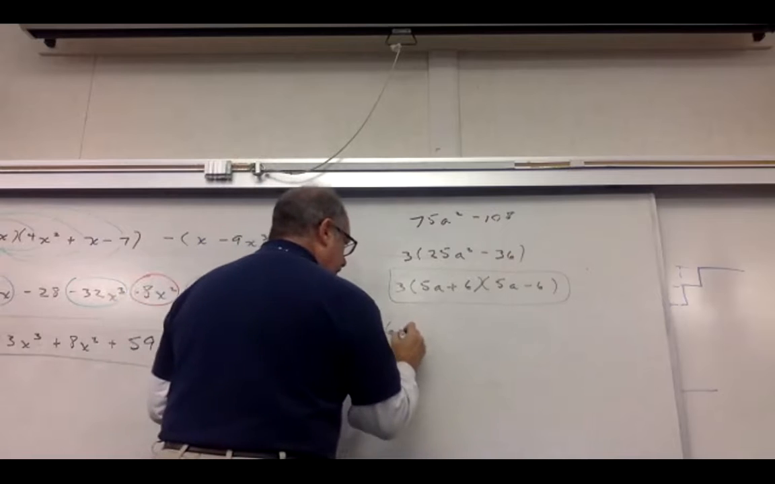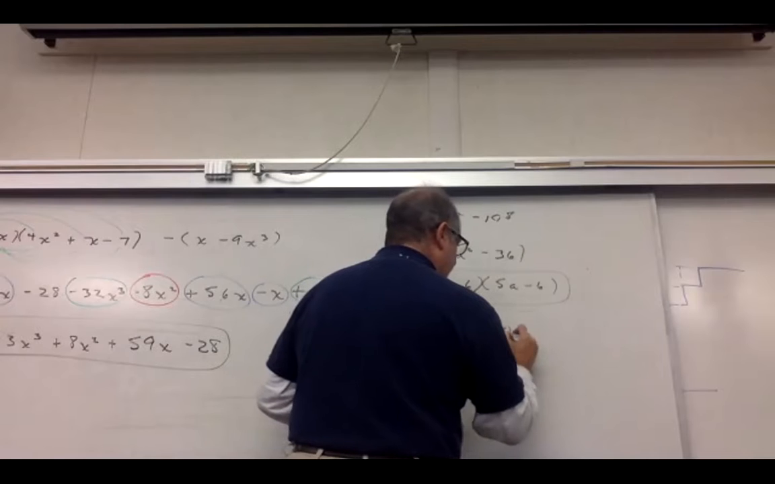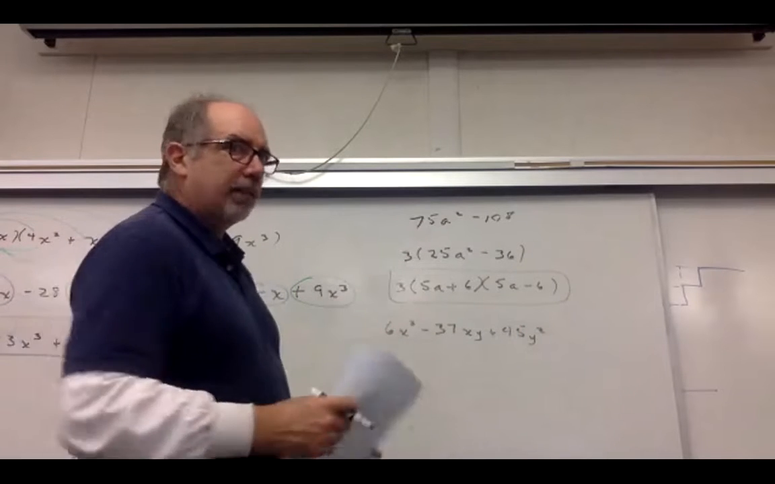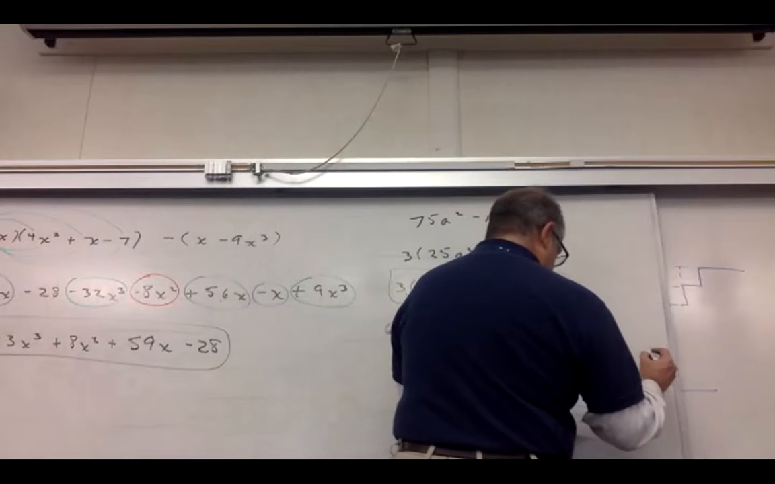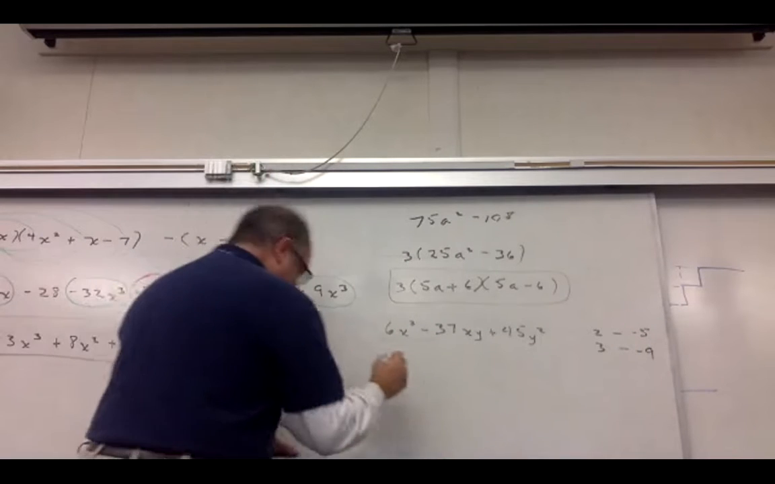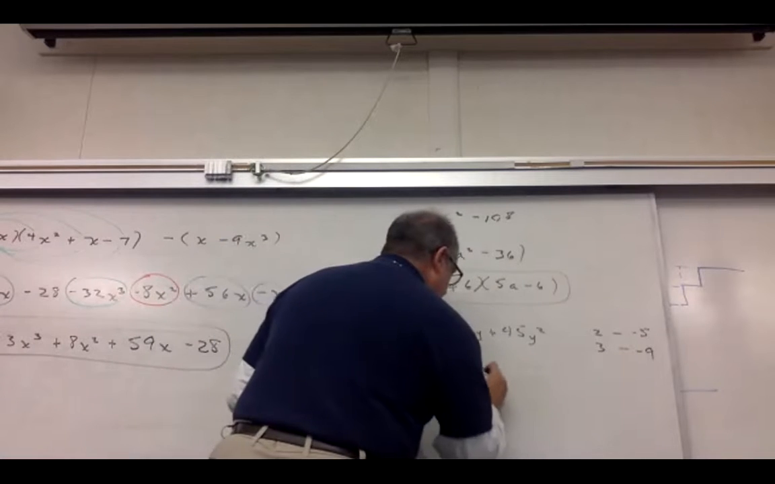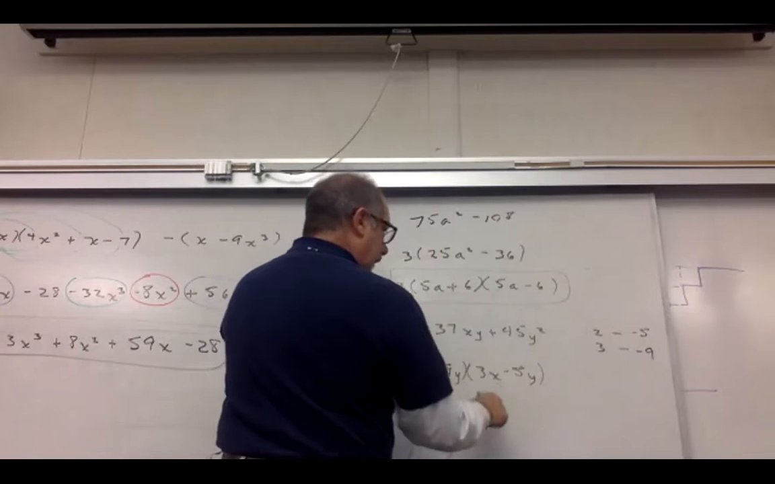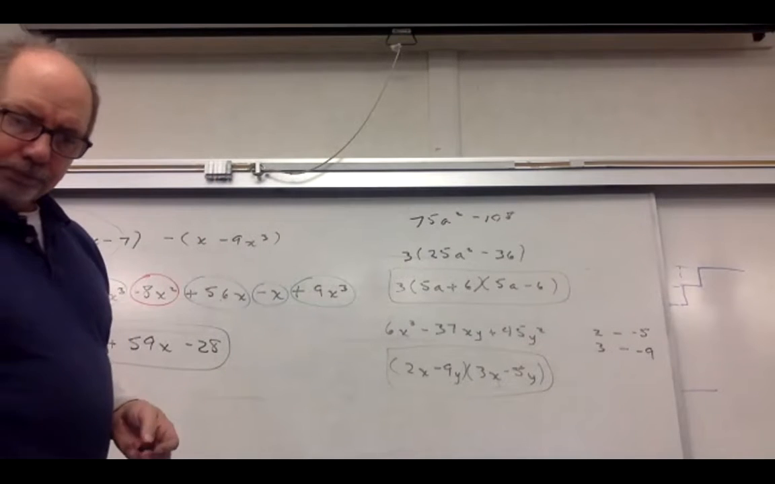Next one, 6x squared minus 37xy plus 45y squared. Okay, this is where you have to do the x method or the box method or whatever method you do. The proper combination that I found, those 2 and 3 going with -5 and -9. You just got to find the factors that work for you. And that's (2x - 9y)(3x - 5y) is your answer. 2 goes with the -5 and 3 goes with the -9. There's your answer for that.